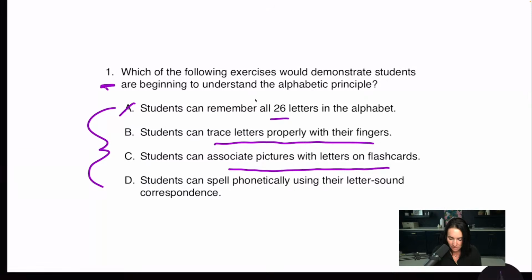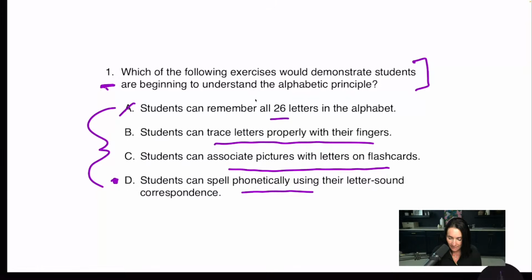And D, students can spell phonetically using their letter sound correspondence. Well, if I'm looking at my test specs that I talked about in the beginning, these words are in the test specs. Spelling phonetically, letter sound correspondence. So right now, D is looking like my very best answer, but I need to read the question because I can't narrow it down enough to get it without reading the question. So let's go here. Which of the following exercises would demonstrate students are beginning to understand the alphabetic principle?